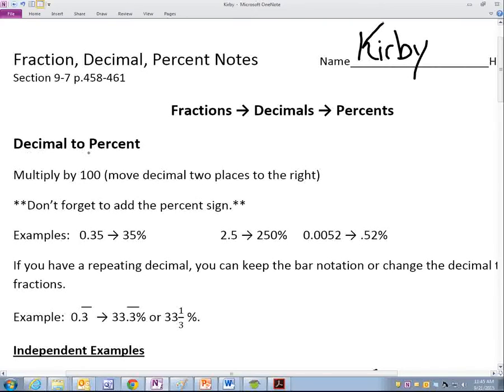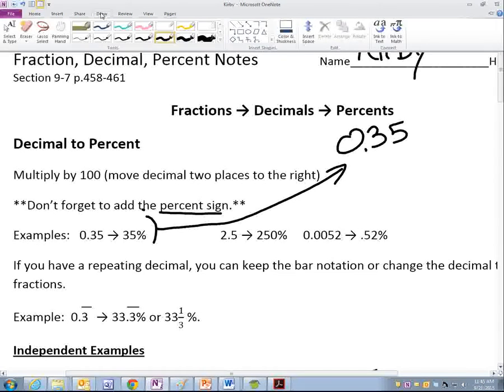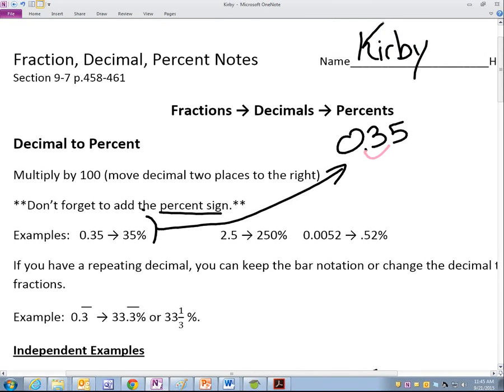So in order to go decimal to percent, what you're going to do is you're going to multiply the number by 100, as in moving it 2 decimal places to the right. And don't forget to add the percent sign. So for example, I'm going to take this 0.35, I'm going to take the decimal, and I'm going to move it to the right 1, 2 spots. So now I have 35%. And yes, I wrote something, so you should write that.